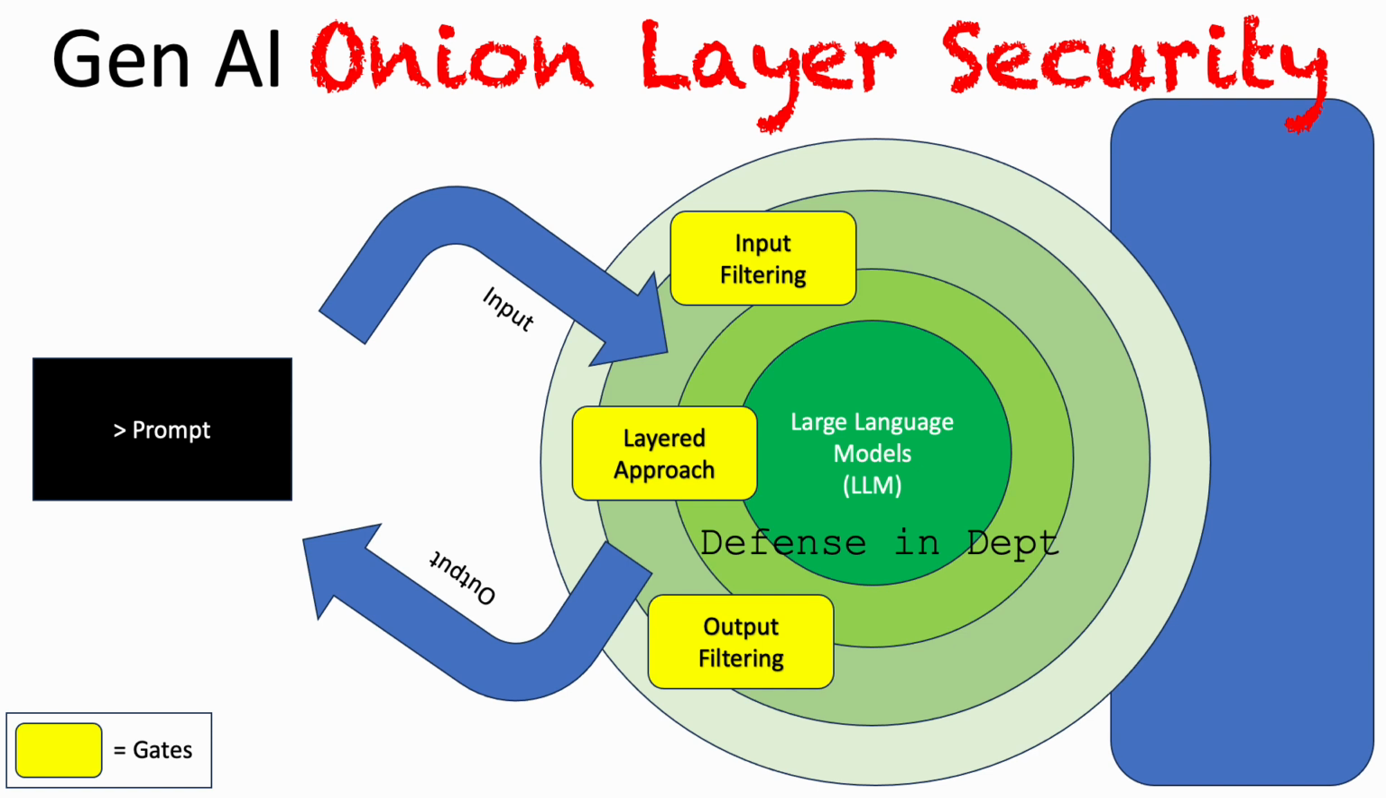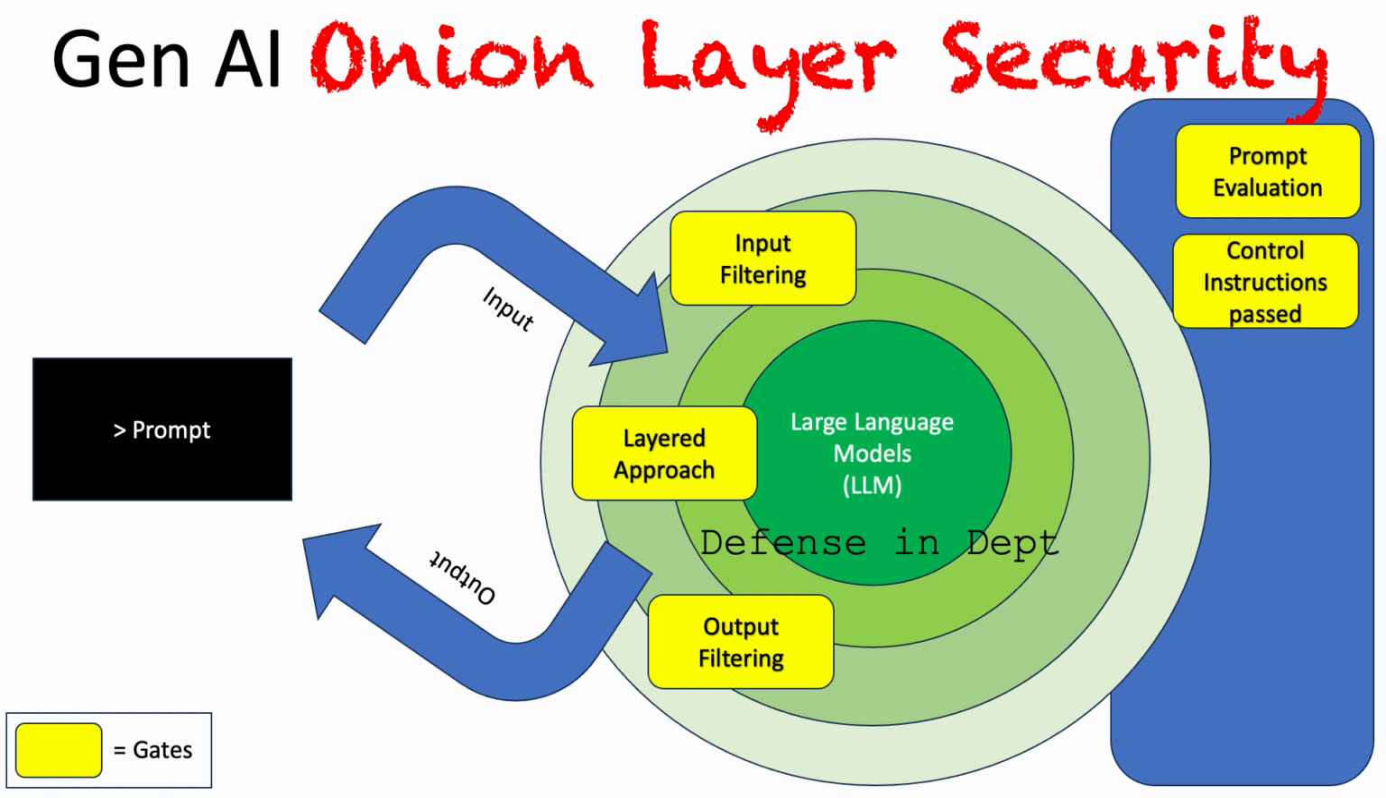If you look at it, all these yellow boxes are gates which we are controlling here. When we look at these gates in a little more detail, what do those layers look like? The first layer could be prompt evaluation. When someone enters the prompt, we can evaluate that prompt. The next is how we provide a mechanism to control how that prompt arrives at the LLMs, and we can control the instructions that are passed. So that could be another layer.